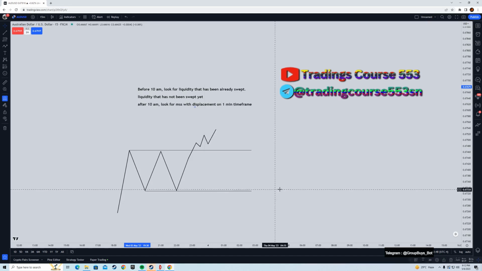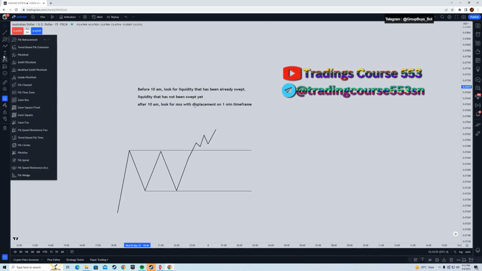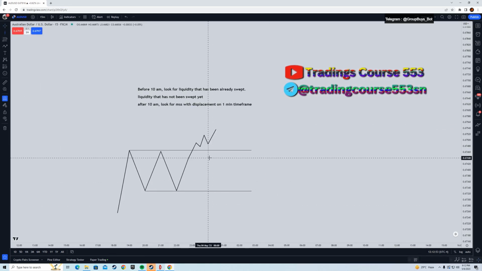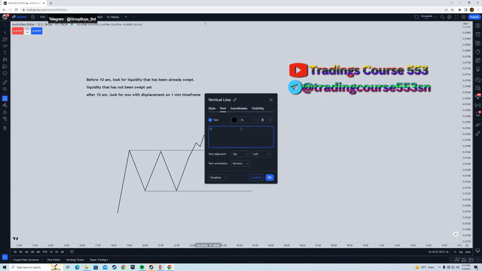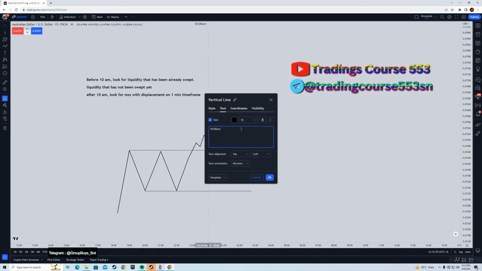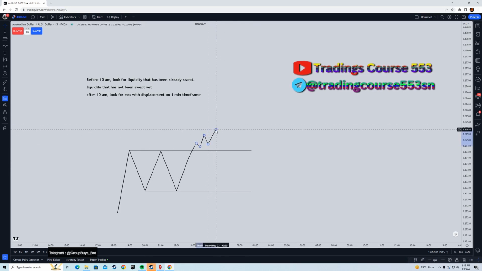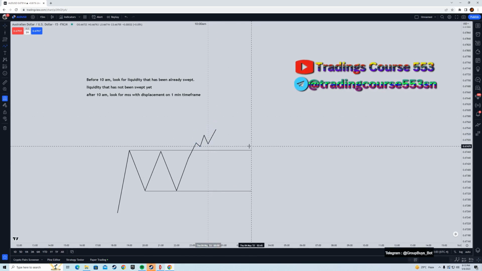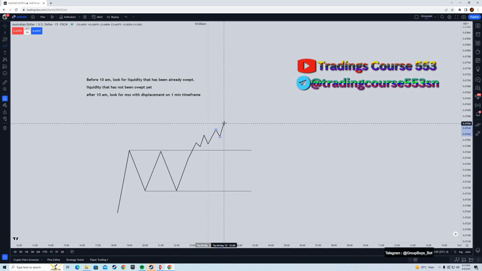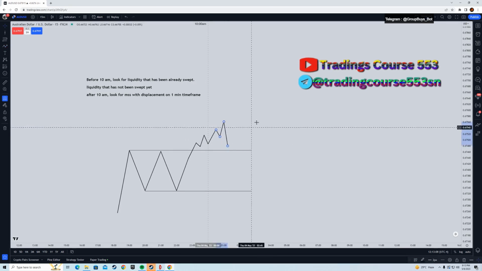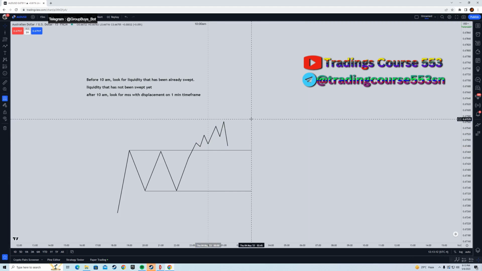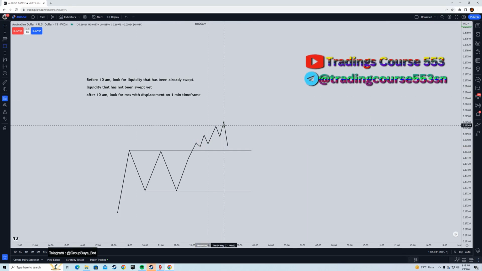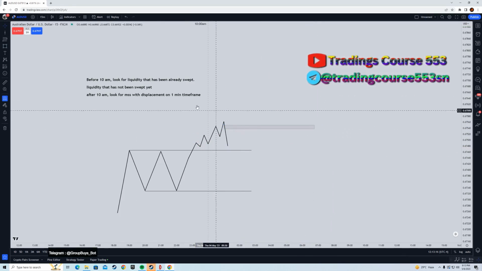Okay, so let's say the clock hits 10 a.m. right here. Now you want to start looking for market structure shifts. Let's say you get a beautiful displacement, like that. Now ICT says you mark out the fair value gap.